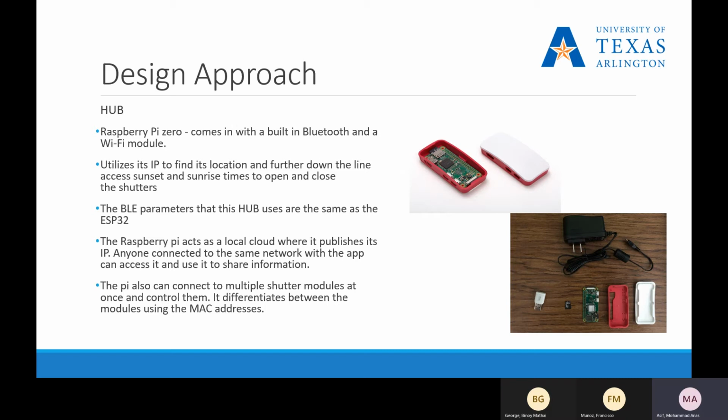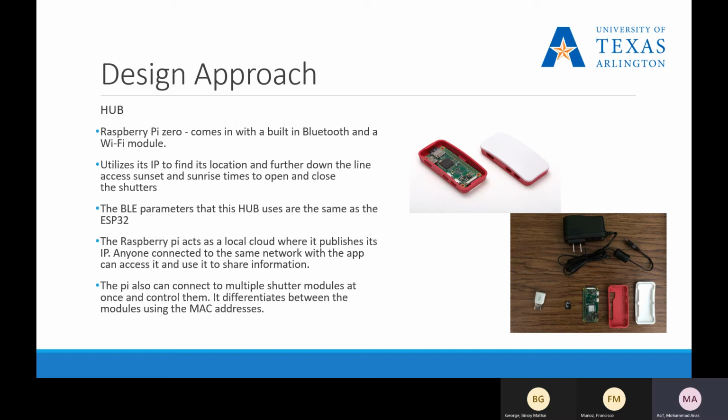It also consists of a Wi-Fi module, and through it can utilize its IP to find its location and access sunset and sunrise times, which all come in handy for features in our product. It also receives HTTP requests through the app via the network router locally and stores these requests and schedules in a file directly in the directory in the Pi memory.